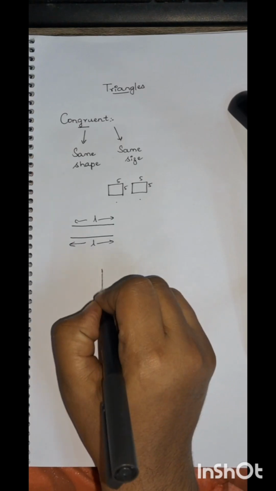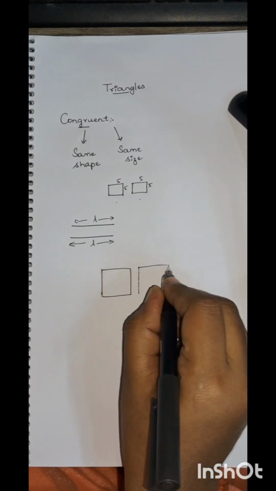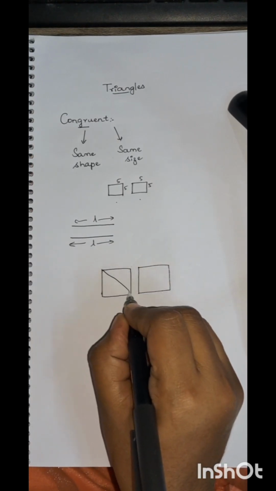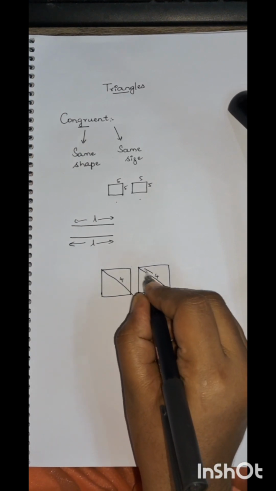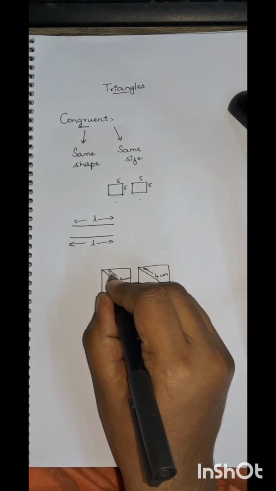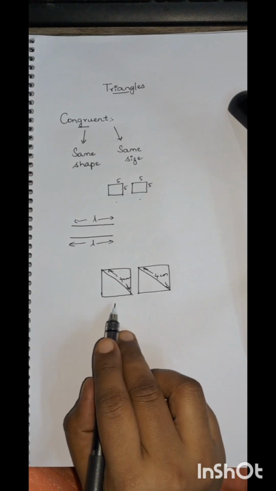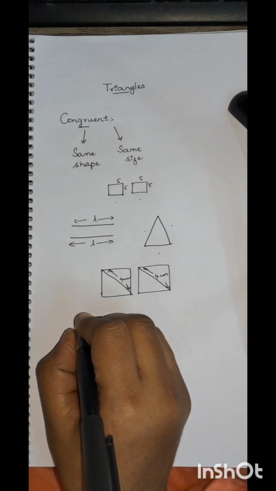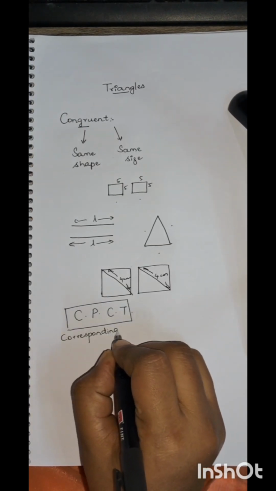Suppose let us draw two squares. This is one condition: if the diagonals of the squares are equal, meaning they are of the same length, at this point also we say that the two squares are congruent. Instead of the length and breadth, we are just seeing the diagonals. If the diagonals are of the same length, at that time also we say the squares are congruent.